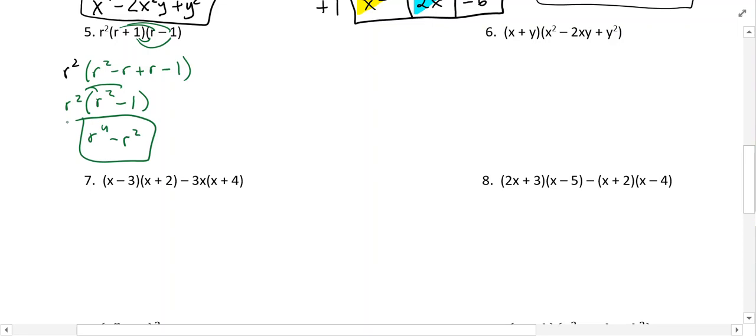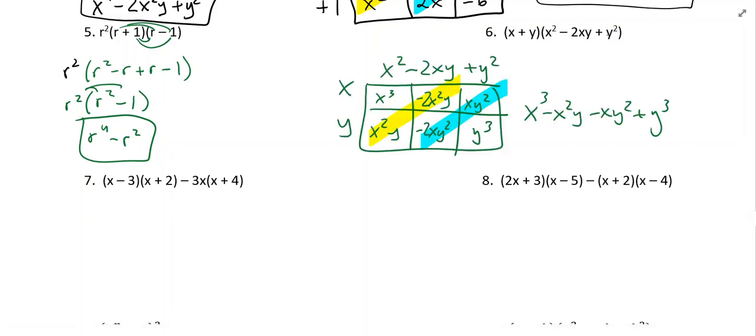Okay, so the next one is your binomial times your trinomial. So again, you can use distributing or you can use a box, but I want you to try this. So I want you to pause the video and try to do number 6. All right, let's go ahead and see how you did. We got x cubed minus x squared y minus xy squared plus y cubed.